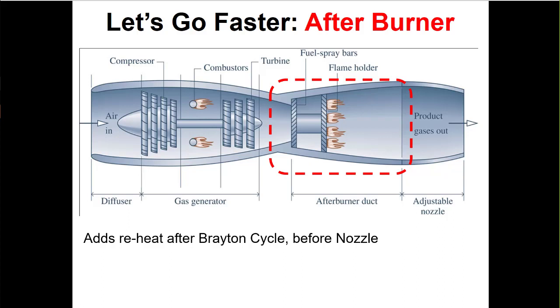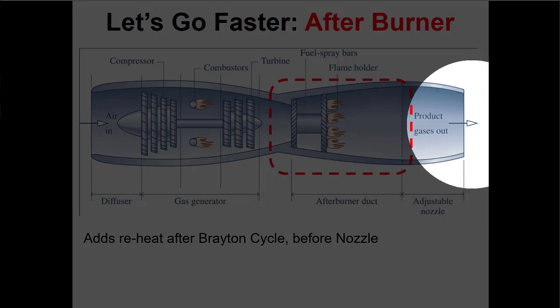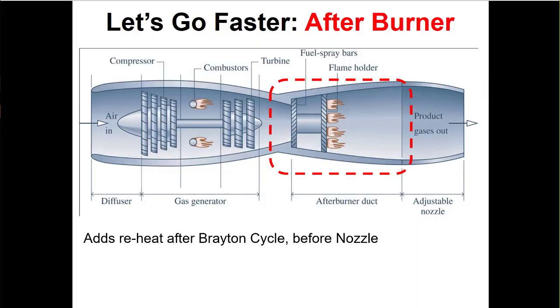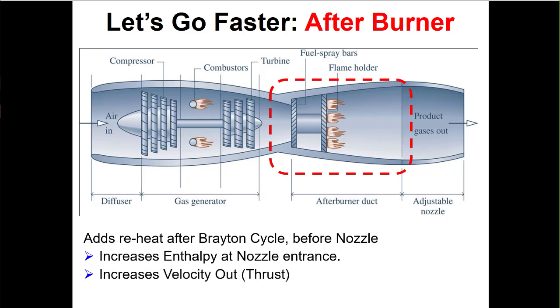So all this happens before the nozzle, right? And now, because we have more enthalpy going into the nozzle, we'll get more velocity going out the back. So this is a way to get more speed, right? How do you get faster? But it comes at the cost of burning more fuel. So this increases the enthalpy at the nozzle entrance, which means we're going to increase the kinetic energy that we get out of the jet, which will also increase our thrust power.